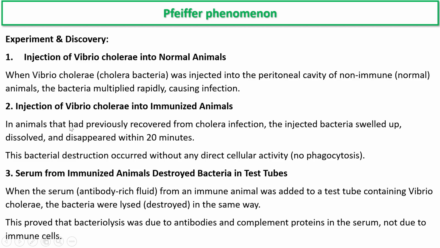Then in animals that had previously recovered from cholera infection, the injected bacteria swelled up, dissolved, and disappeared within 20 minutes. This bacterial destruction occurred without any direct cellular activity. That is, no phagocytosis was there.